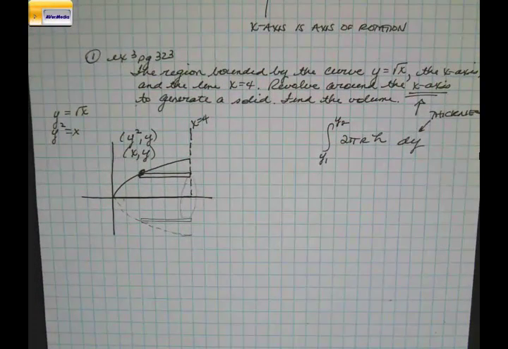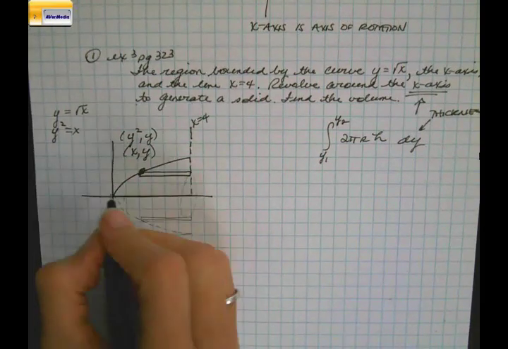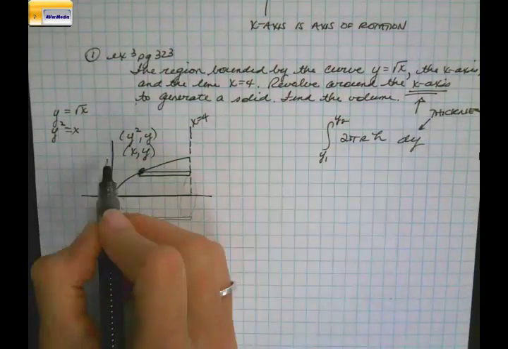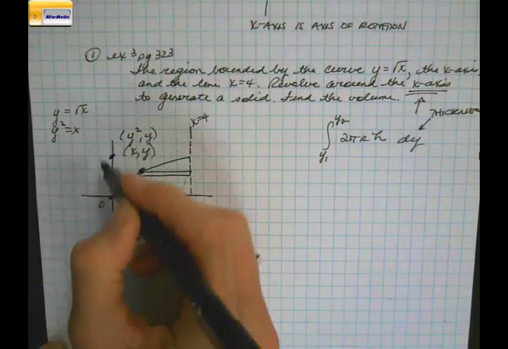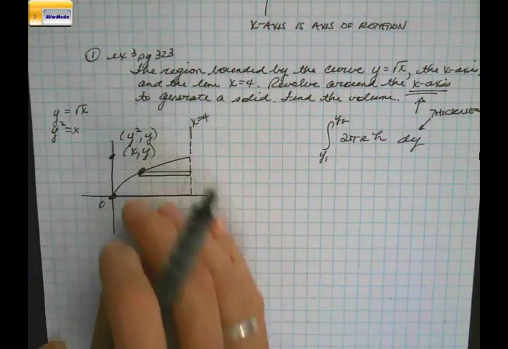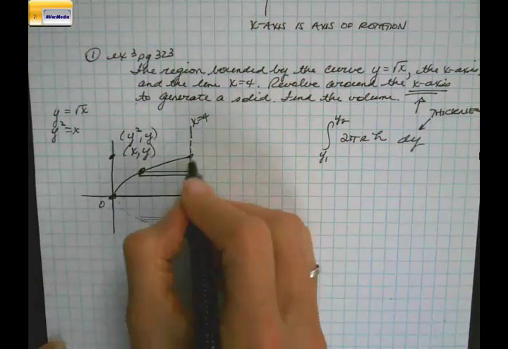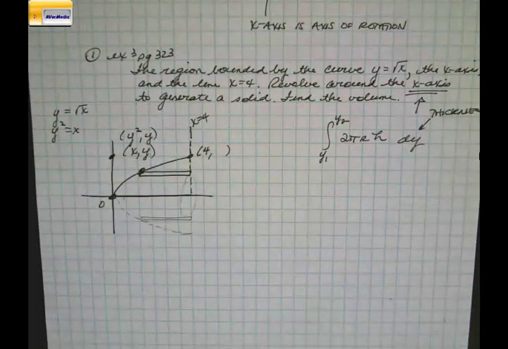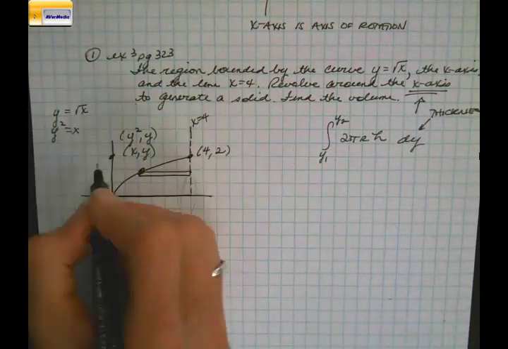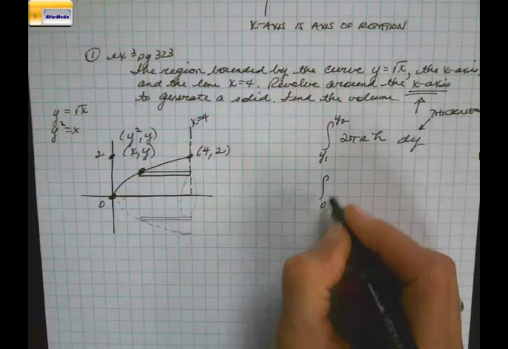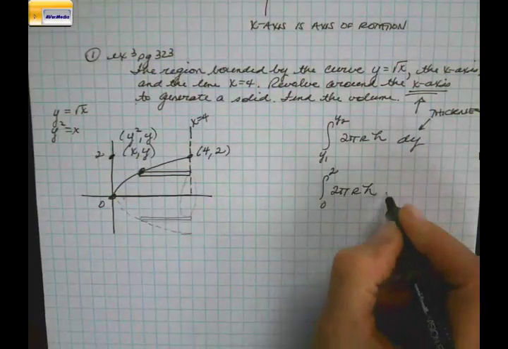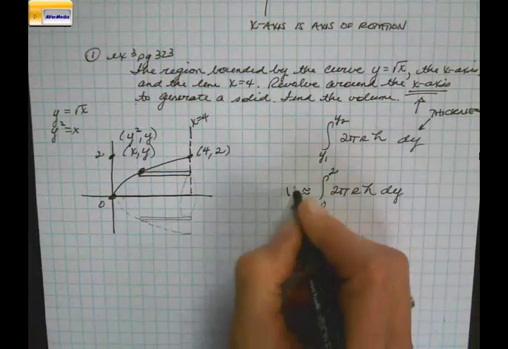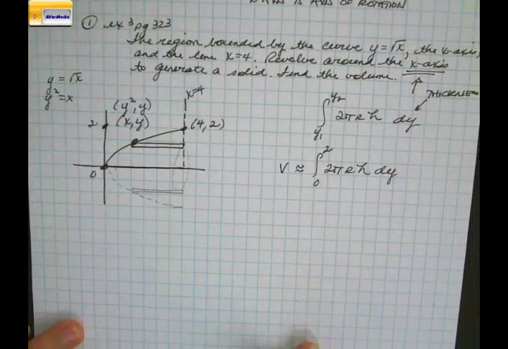Now, you're not integrating from 0 to 4. You're integrating with respect to an upper and lower limit, which are y values. So your integral bounds are 0 to whatever this is up here. You're sliding up and down. This cylinder is sliding up and down. So this point here, I need to know the height. Well, if x is 4, what will y be? It'll be 2, because it's the square root of 4, which is 2. So this is a height of 2. So your upper and lower limits are 0 to 2. 2 pi r h dy. This is what my volume looks like.